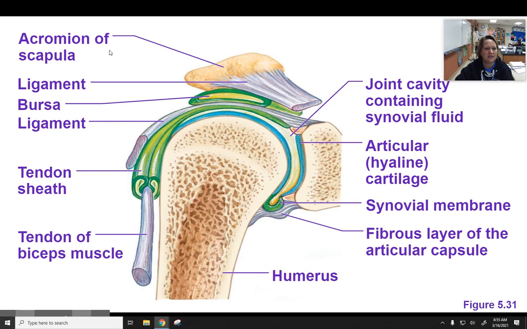There it is. We've got just an enlarged picture of all of it, so you can refer to that. That's figure 5.31 in your book.